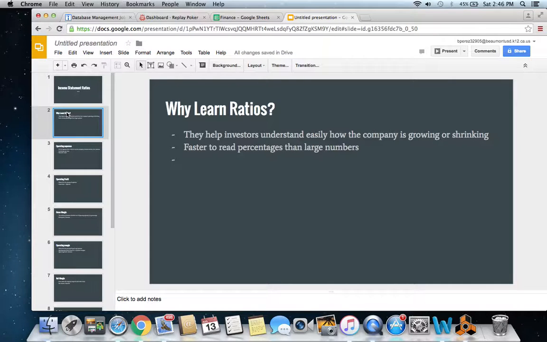Why should we learn ratios? They help investors understand easily how the company is growing or shrinking, and this can be an overall look at the company, or looking at their sales, their debt, or their income. It's easier to read percentages than large numbers and try to estimate if it grew by this much or shrunk by that much. So it makes it a lot easier and helpful to understand these ratios.